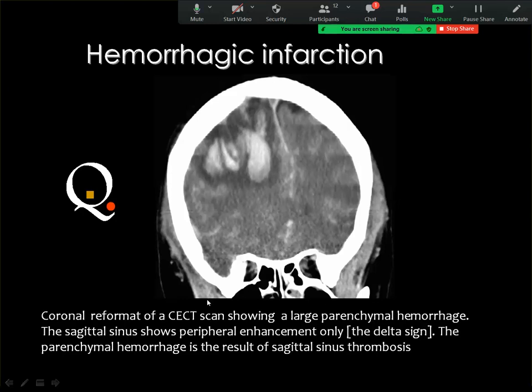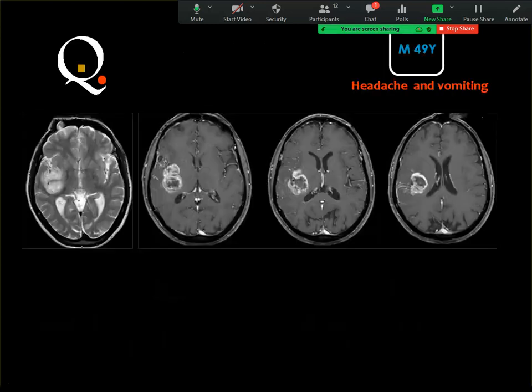I'm sorry, this was a contrast enhanced CT, not a pre-contrast scan. So the delta sign is evident, as you can see here. The final diagnosis is superior sagittal sinus thrombosis and the hemorrhagic infarction. Next case.